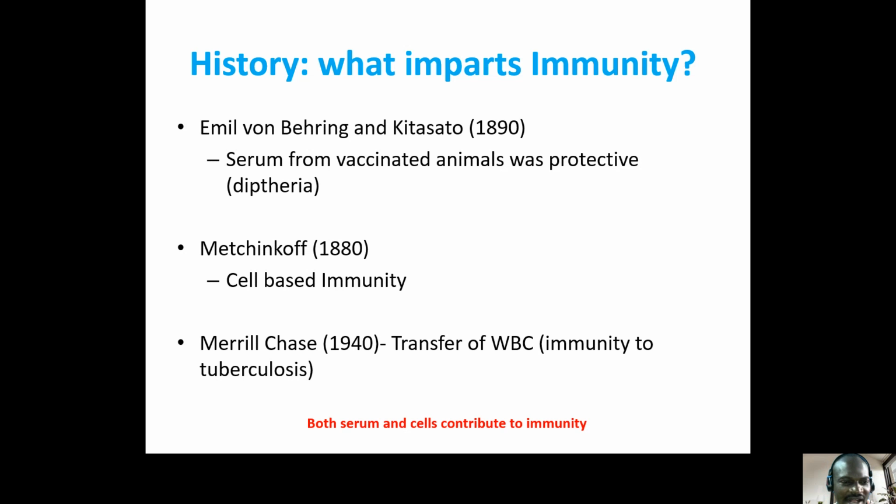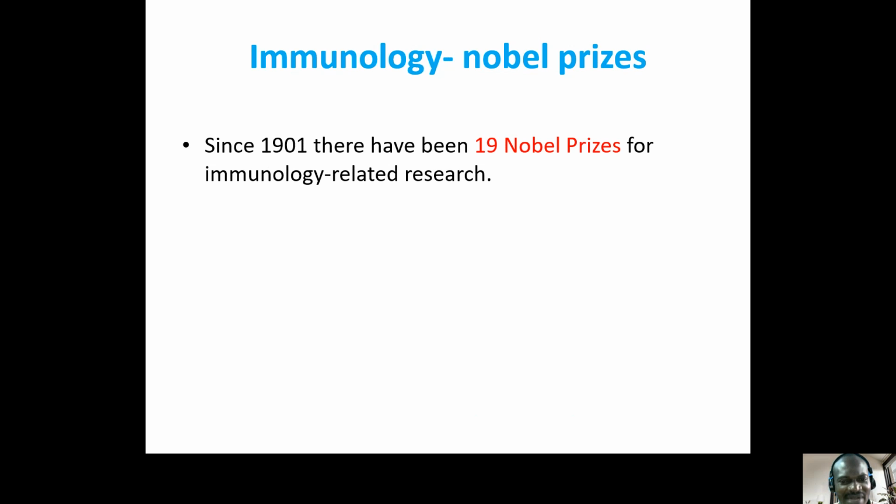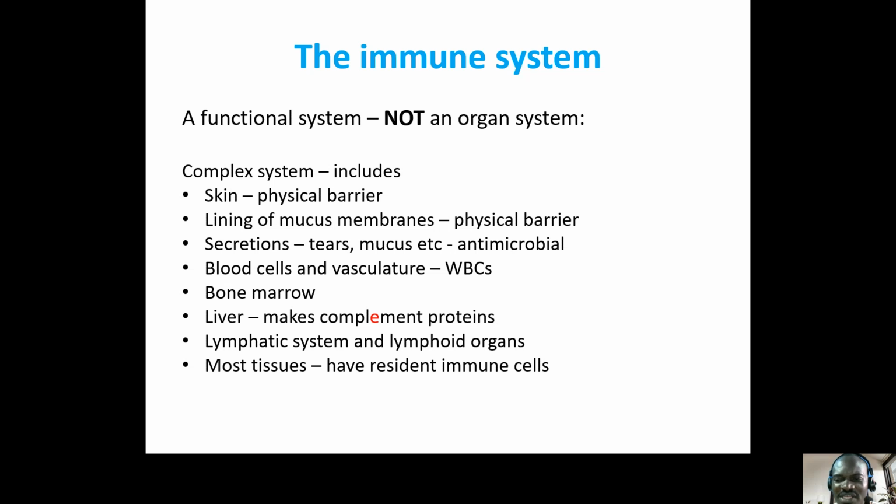Here we have Emil Vaughan, serum from vaccinated animals was protective, and that is about diphtheria. Then there is the other one that did the issue of cell-based immunity, and many others. They came up with this study, and that has assisted us to date. That is what we use to date.